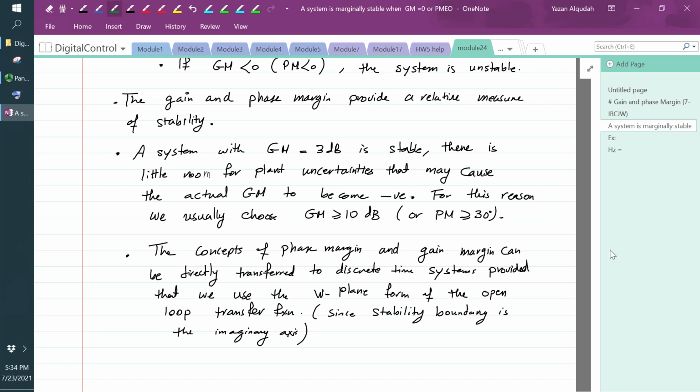Now, extending the gain margin and phase margin to discrete time systems can be done, but in order to do that, we have to use the W plane. Therefore, we have to do the bilinear transformation on the transfer function before we plot the Bode plots of the system.